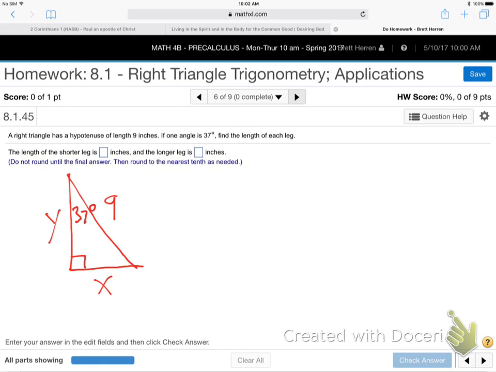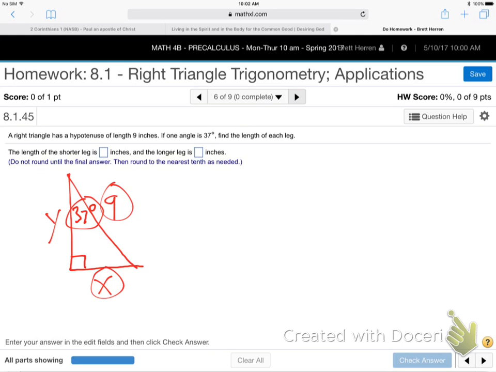So let's start with X. When you're looking at X, you're thinking, okay, what kind of trig relationship involves 37, X, and 9? That's how you want to look at it, right? Am I going to do sine, cosine, tangent? What am I going to do? What trig relationship involves the 37 degrees, the X, and the 9? Good job. Sine.